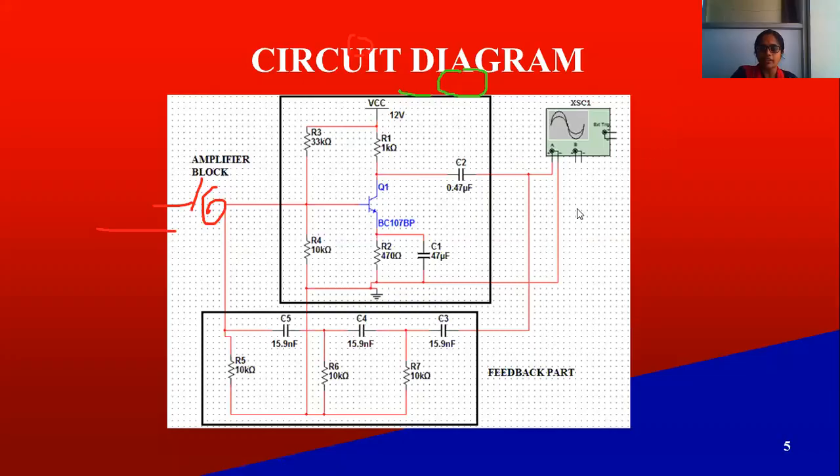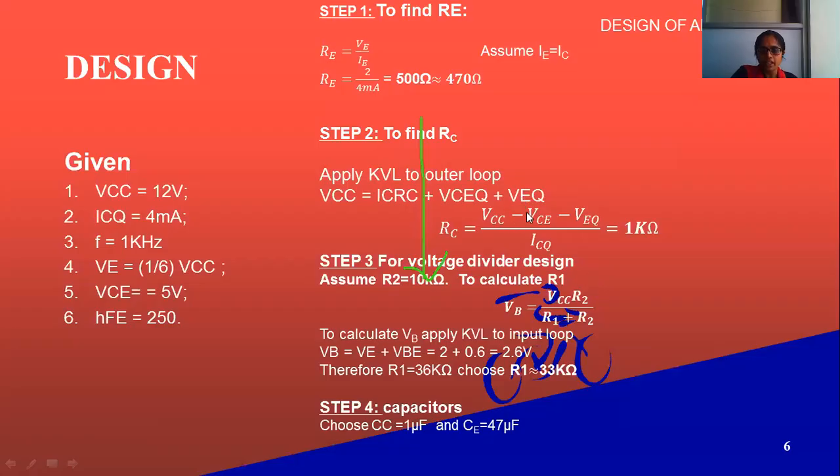To calculate the collector resistance, I need to apply KVL to this outer loop. If I apply KVL to this outer loop, VCC minus ICRC minus VCE minus IERE equal to 0. Therefore, VCC equal to ICRC plus VCEQ plus VEQ. Then I'll substitute all the values, and I got the value of RC equal to 1 kilo ohm.